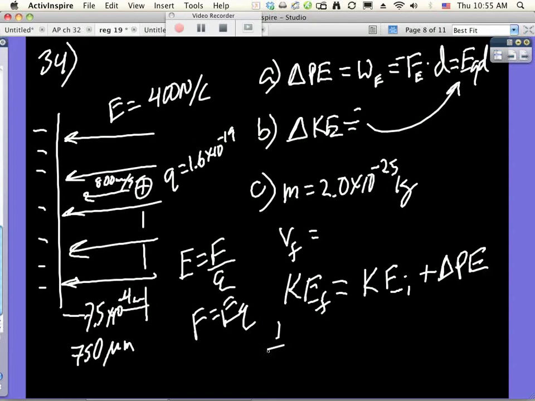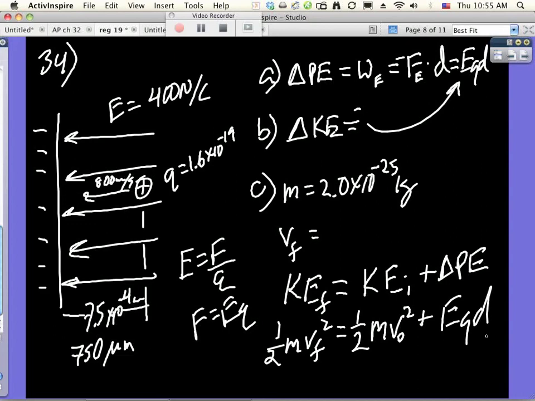So this is 1/2 m v final squared. That's 1/2 m v0 squared plus EQD. And so, whatever, we can do the algebra there. But this is going to be the square root of all that divided by m over 2.